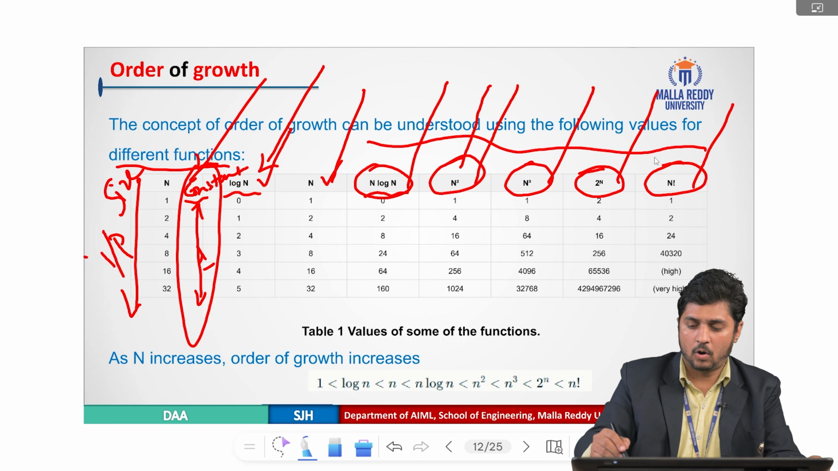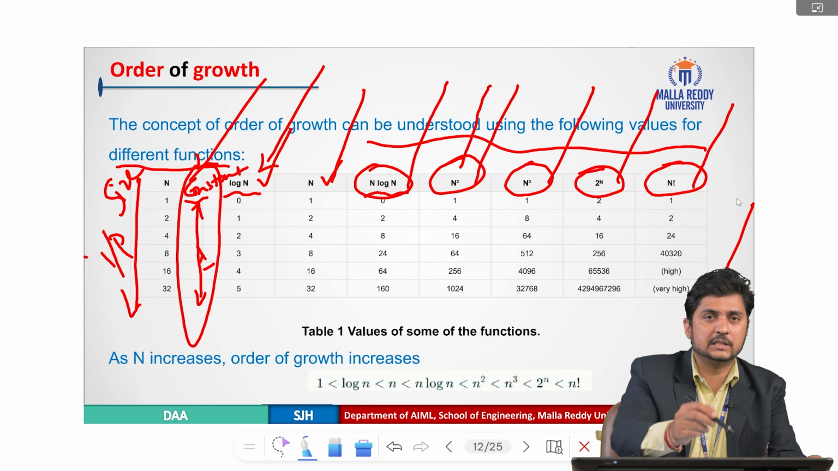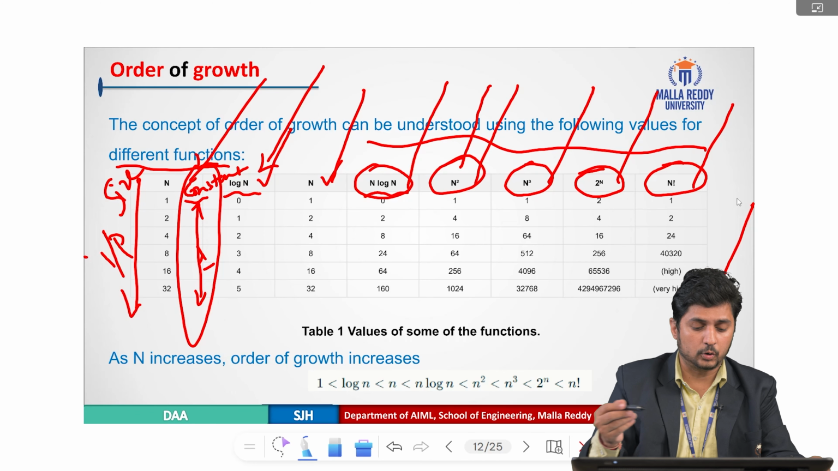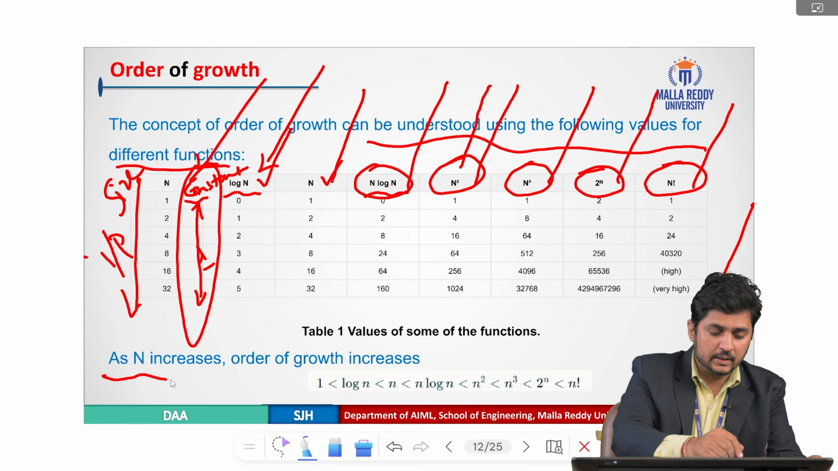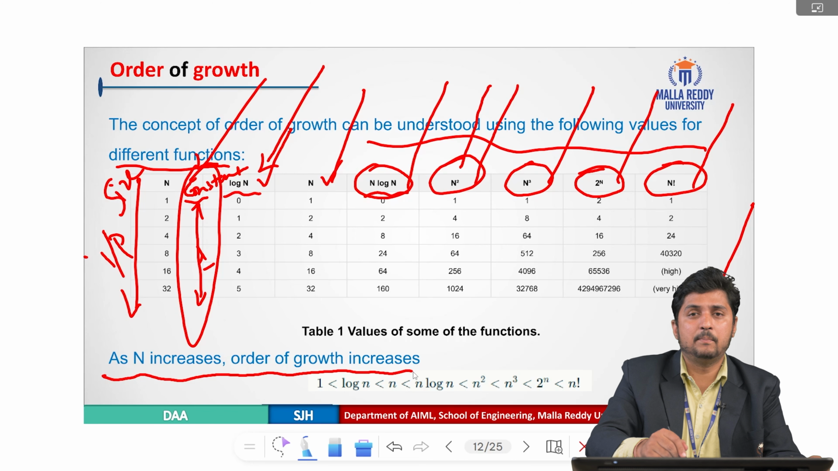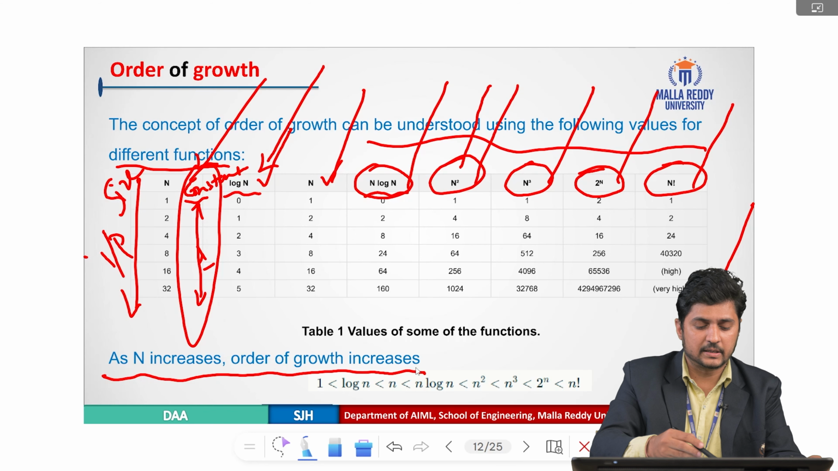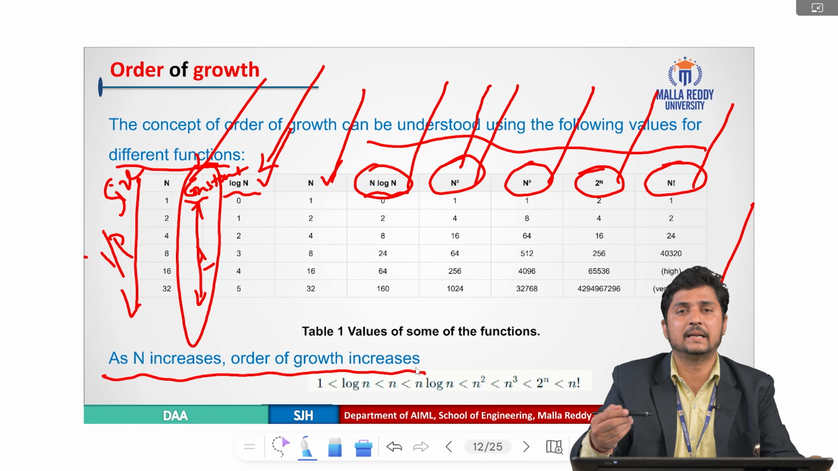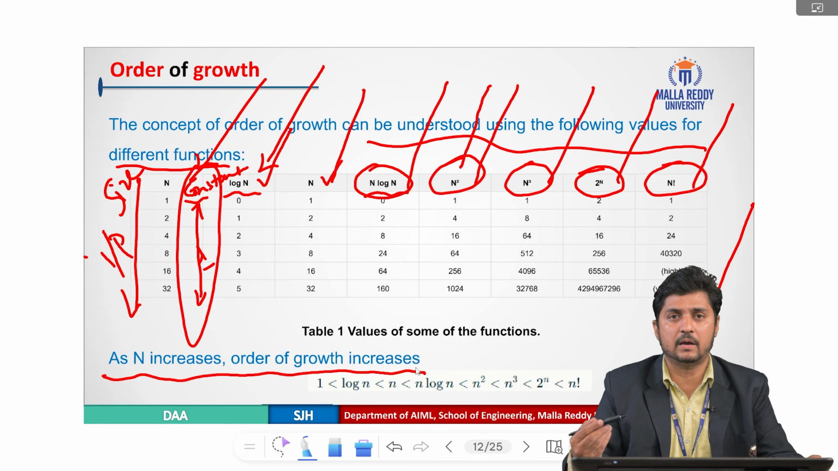So these are the different classes or categories of our order of growth. The one thing we need to understand is that as the input size, or the number of inputs, increases, the order of growth increases. That means algorithms will automatically start changing their behavior.